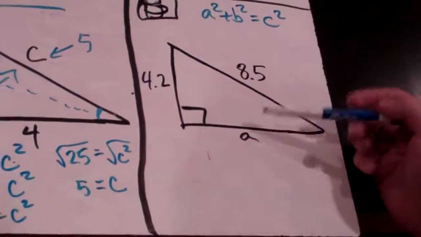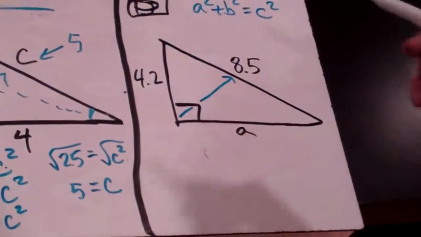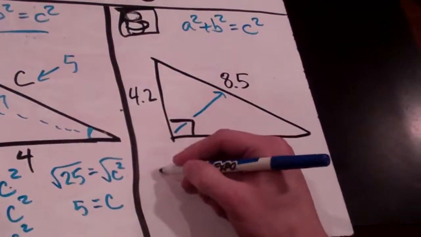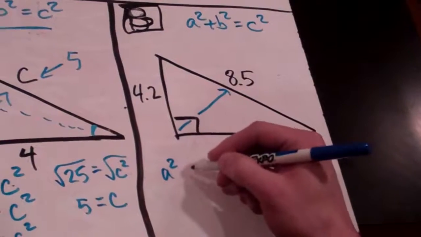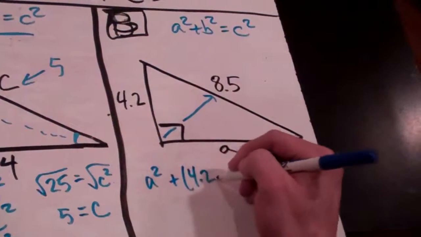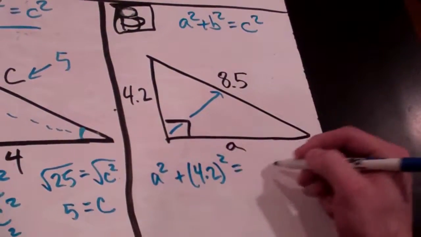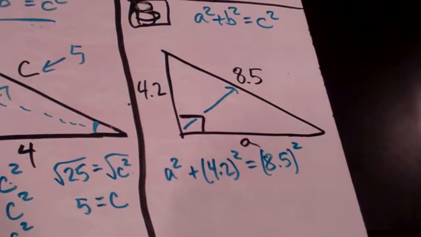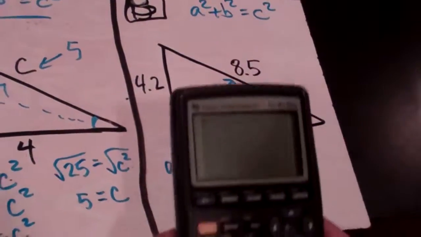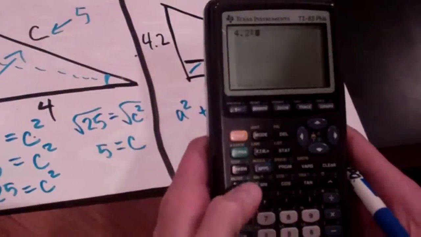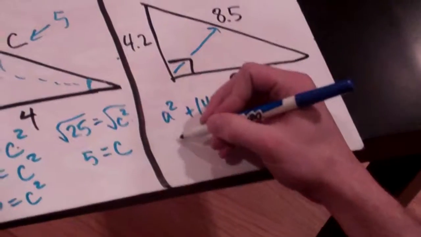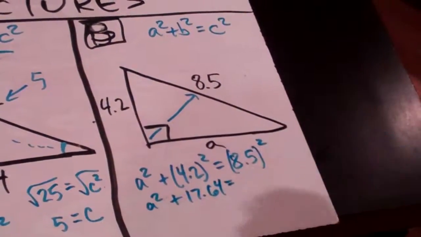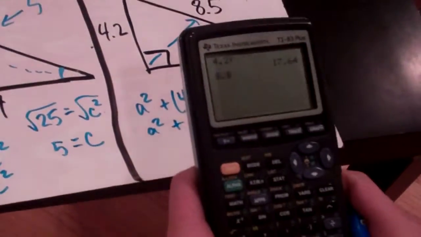We need to solve for side A, but notice we know our hypotenuse. So let's just plug it into our formula. So I have a squared, that's my missing side, plus 4.2 altogether squared is equal to 8.5 squared. Let's pull out our calculators. I got 4.2 squared, 17.64. So a squared plus 17.64 is equal to 8.5 squared.